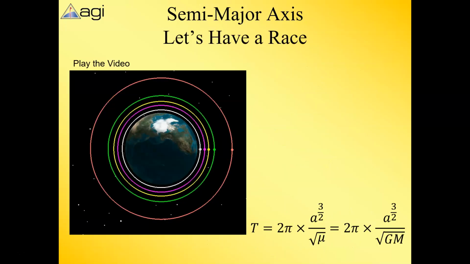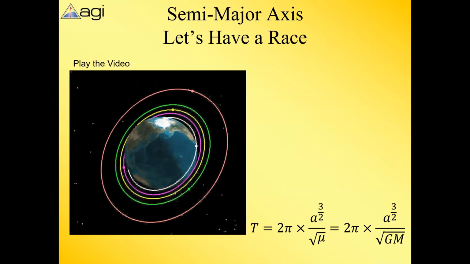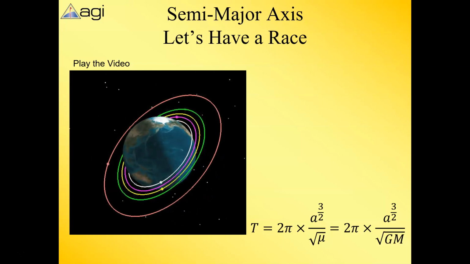So let's take a look at that in action. We have circular orbits. They all started in the same place at 3 o'clock. And here's just a slightly different view. You'll notice that the inner orbits go faster. They complete one revolution, or a period, called T, faster than the outer orbits.